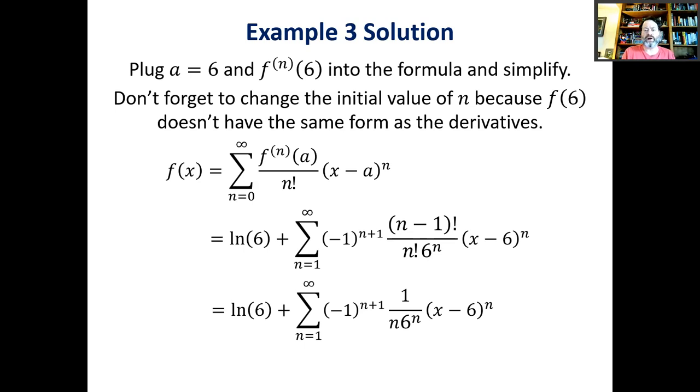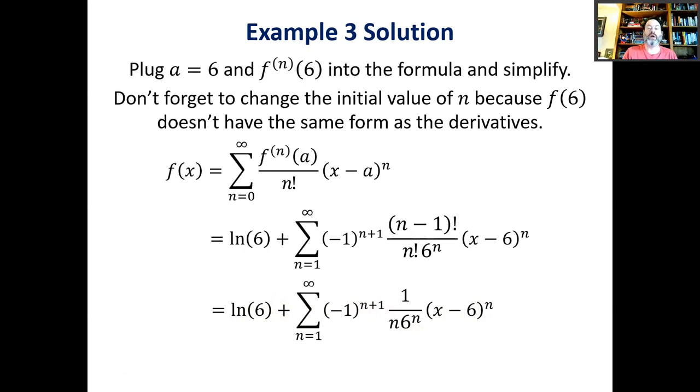So one thing about these problems is don't oversimplify. It's just going to look like this. It might be alternating, it might not. It might have some n's and some 6 to the n's in the denominator, it might not. It might have an x minus 6 to the n. We'll just have to see. And again, I pulled out this term because it didn't fit into the form of the derivatives.